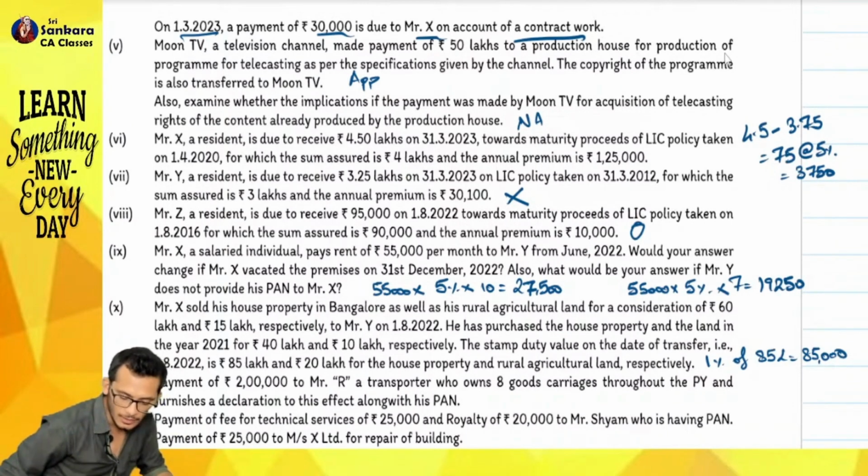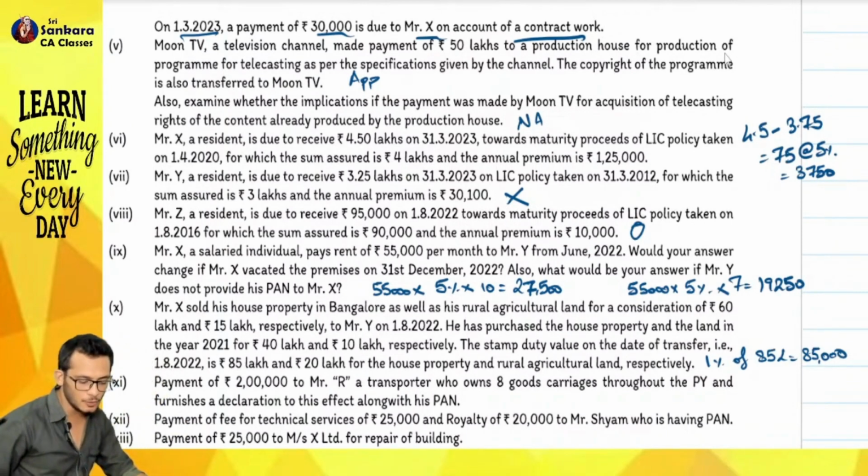Done. Next one. Payment of 2 lakhs to Mr. R, a transporter, who owns 8 goods carriages throughout the year and furnishes a declaration to this effect with his PAN number. TDS applicable, not applicable? Not applicable.